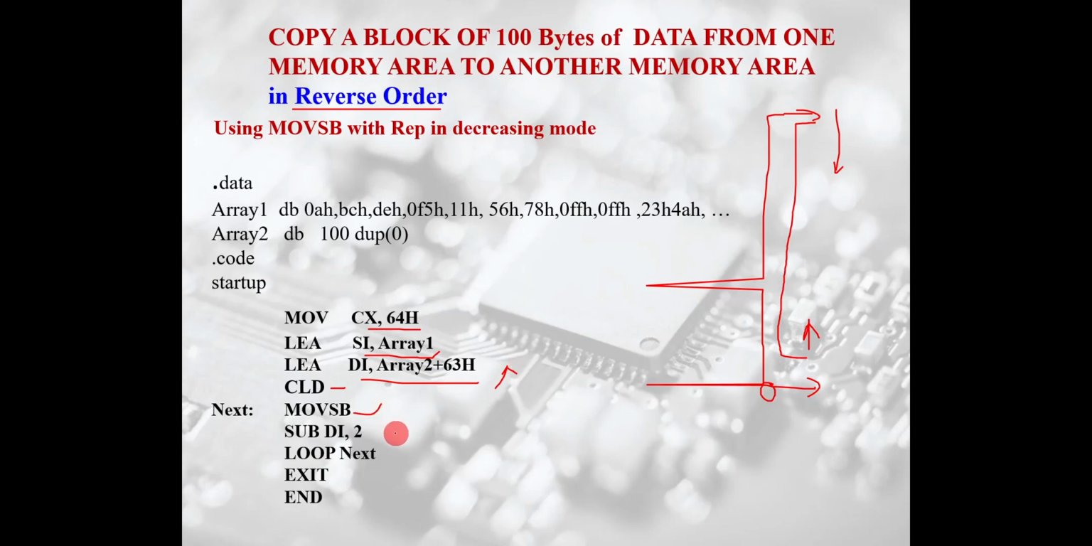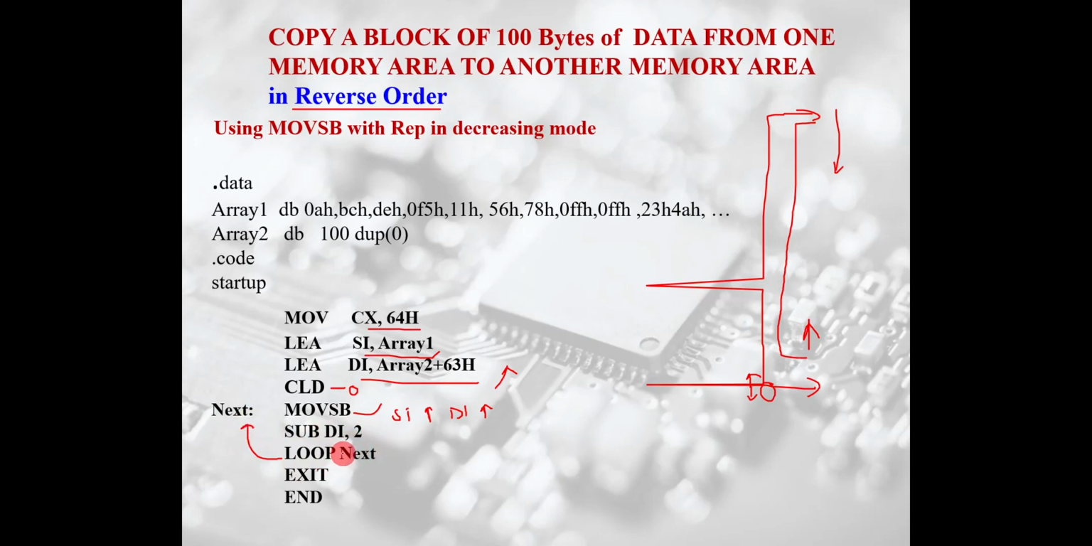Now what MOVSB does is, since D is 0, it is going to increase SI by 1, and you are increasing DI also by 1. But actually I want it in the reverse direction, and I have taken DI as the last memory location. It has gone plus 1, but I required minus 1, so I can subtract 2 from DI. This will bring it to minus 1, and then I can write a loop command, so it will keep doing that.